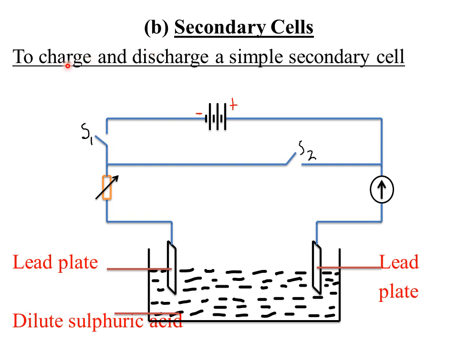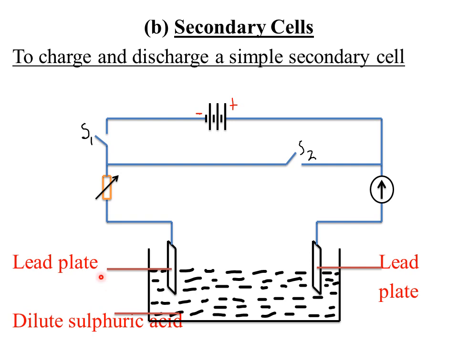First of all, we look at how to charge and discharge a simple secondary cell. A simple secondary cell consists of two lead plates, one on each side. One of the plates is our anode, which is positively charged, that is this plate here. The other plate is the cathode, which is negatively charged. Then we also need an electrolyte, in this case dilute sulfuric acid.